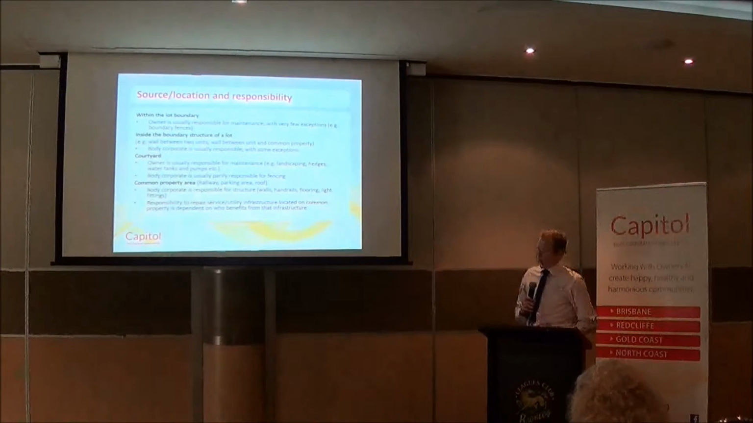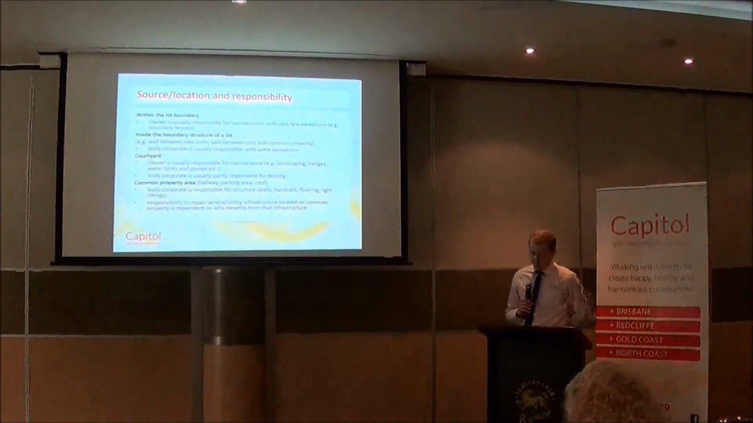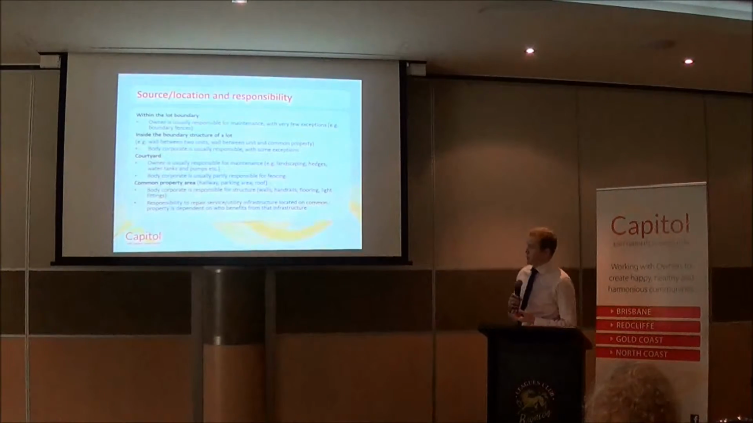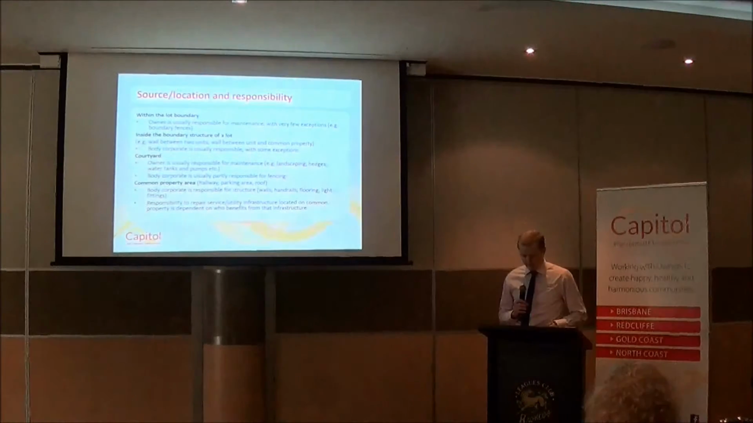This slide provides a little bit further analysis as to where the problem could be located and then who would be responsible for maintaining the repairs and all the upkeep. Within the lot boundary, or as I previously mentioned, within that red outline, the owner is usually responsible for all maintenance related matters.